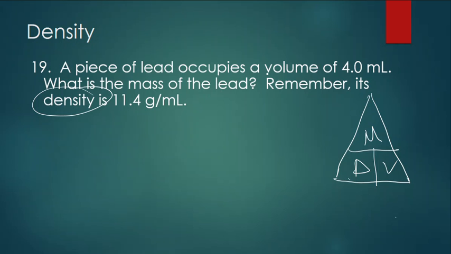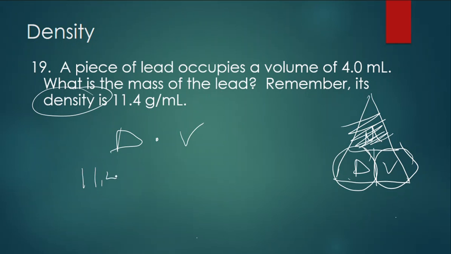A piece of lead occupies a volume, so I'm going to circle volume. What is the mass? Scratch away mass. Density is circled. So what's left in my triangle? D and V. So all I have to do is multiply.